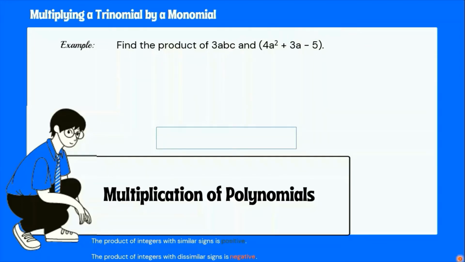Same example, kukunin natin yung product nilang dalawa. Kaya lang, instead of distributive property, gagamitin na natin yung vertical method. So, isulat natin yung trinomial dito sa taas.